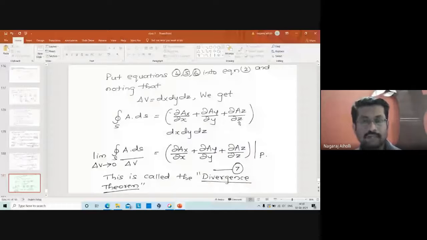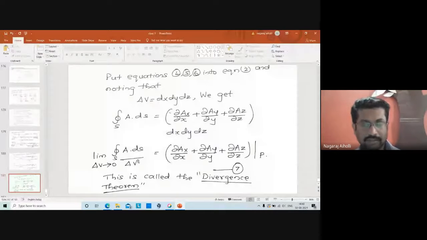Now, what is our volume, students? Volume is given by dx into dy into dz. That is the volume, length into breadth into height. Correct? Therefore, this is our volume, delta V. Now, if I take this to the LHS, this is ∂Ax/∂x plus ∂Ay/∂y plus ∂Az/∂z into dx dy dz. If I take this multiplicand term dx dy dz to the LHS, it will come to the denominator.